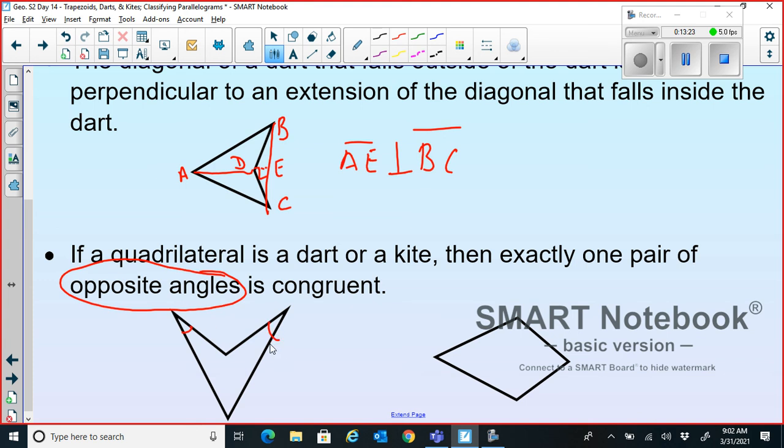In the same way, in the case of a kite, these two can't be congruent, but these two will be. Just note down, another 20 to 30 seconds, then we'll move on to the next slide.